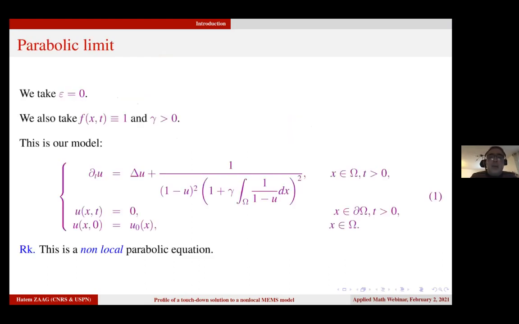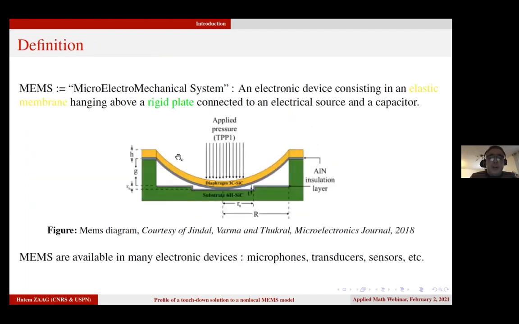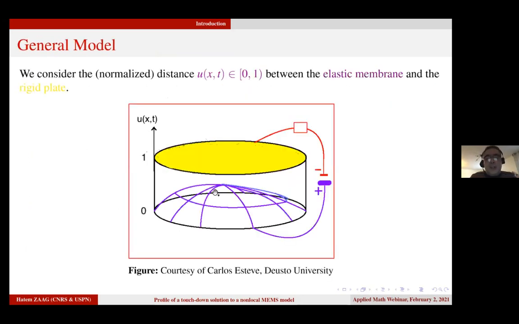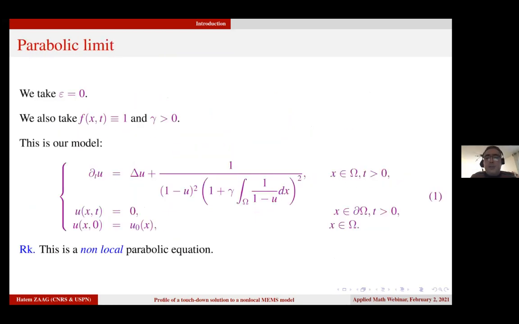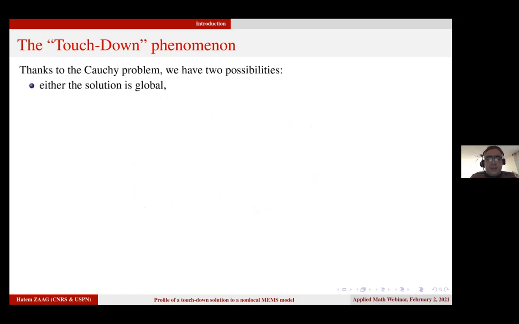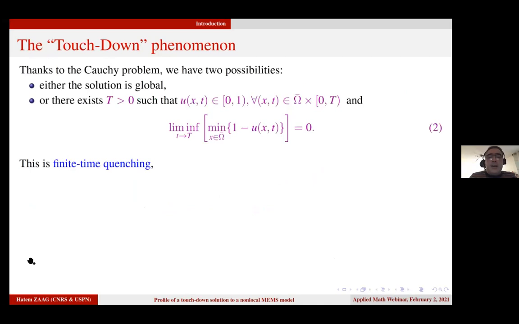Why? Because in fact, I would like to go to the first picture, this one, where the membrane is above and the rigid plate is at the bottom. So you see that the membrane touches down the plate. Of course, here Carlos Esteve made a different orientation, and I'm using his orientation at least for the beginning of my talk. But in the literature, people often talk about touchdown. In some other papers, not necessarily related to the MEMS, in particular with no non-local terms, some authors are mentioning finite time quenching. This is just some vocabulary.